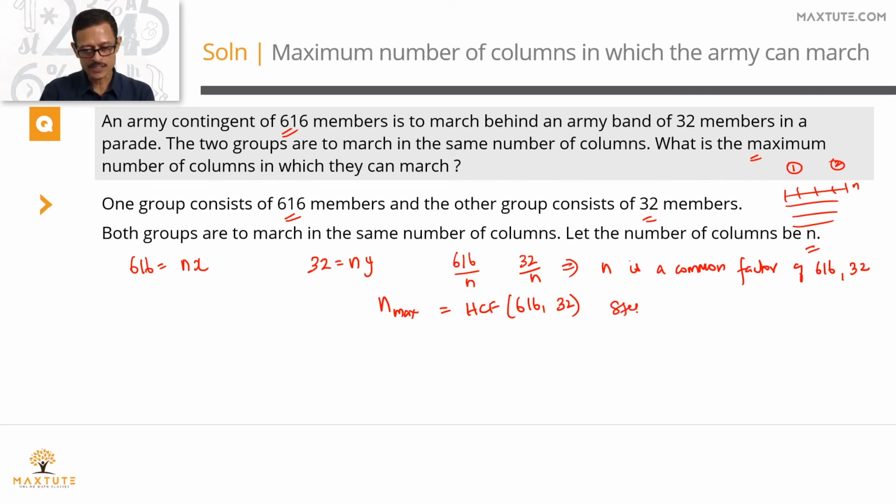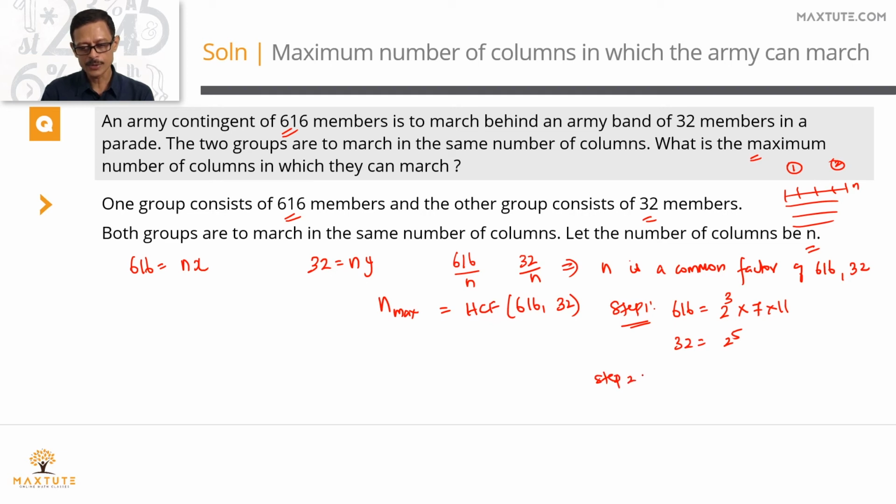Step 1 of the prime factorization method, we're going to be prime factorizing both 616 and 32. 616 will prime factorize as 8 times 77. 8 is not a prime number; we can write it as 2 cube. 77 can be written as 7 times 11. So that is the prime factorization of 616. 32 is very easy to prime factorize. That's equal to 2 power 5.